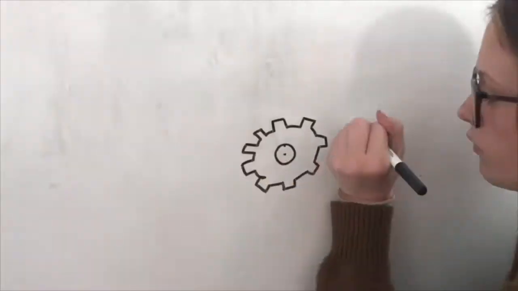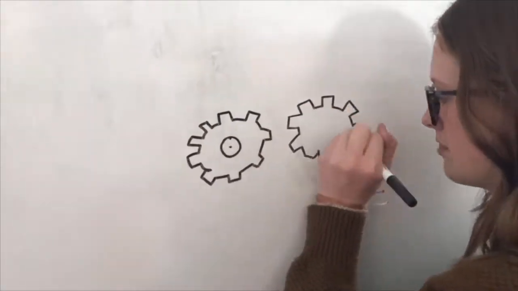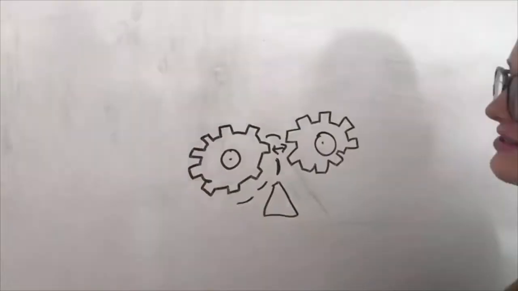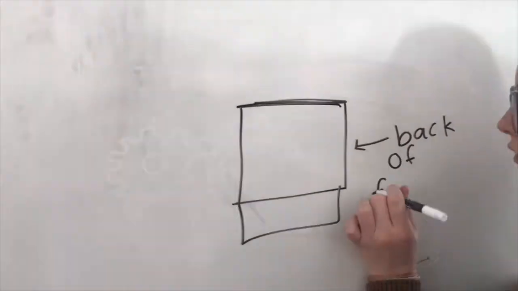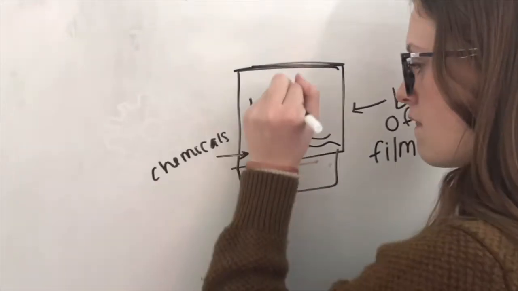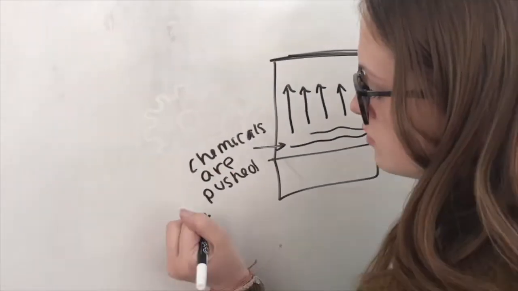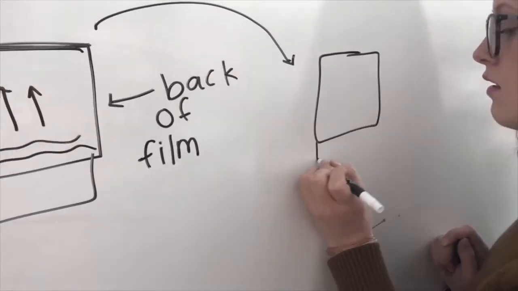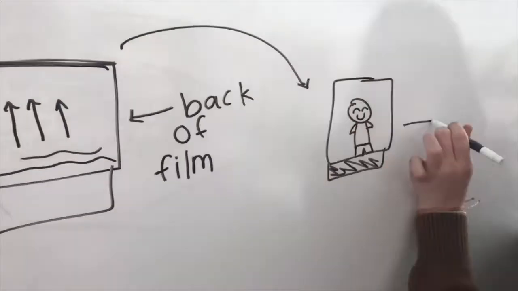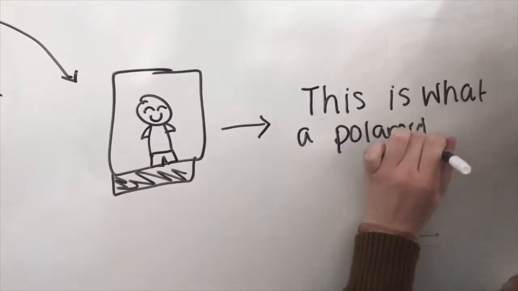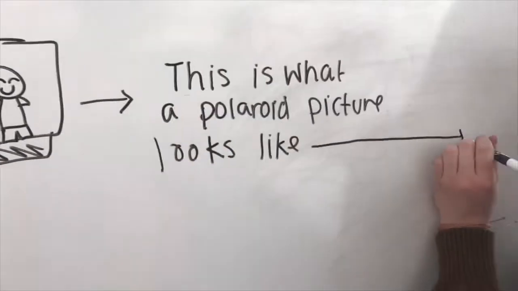Then there is a gear system. The gear system looks something like this. When the gear system is turned, it pushes the film out of the top. The film used in a Polaroid camera has different colored layers. Film uses layers of microscopic dichroic crystals that polarize light.